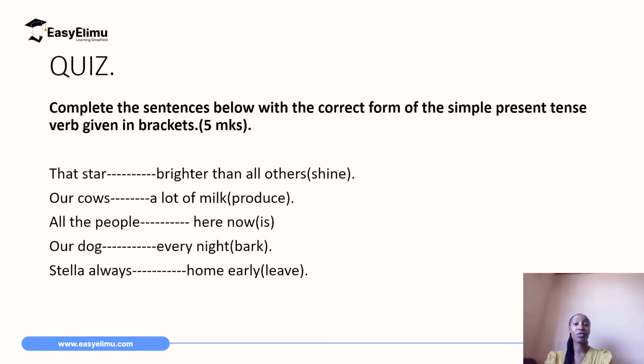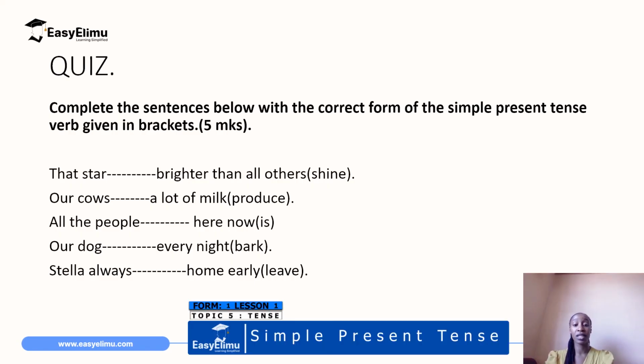So that's it for the simple present tense. I hope you have understood and you're able to construct sentences in the simple present tense, and to also take note of some of the spelling changes that happen. So for further practice, there's a quiz there. You can have a look at it just to see if you've understood. So you're required to fill those blanks with the correct form of the verb in the brackets.